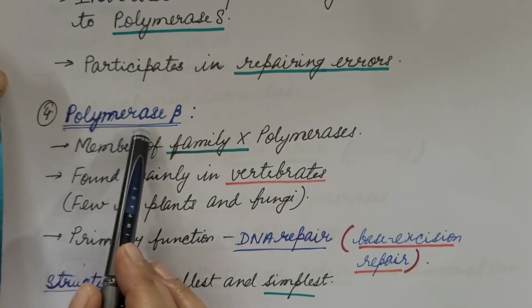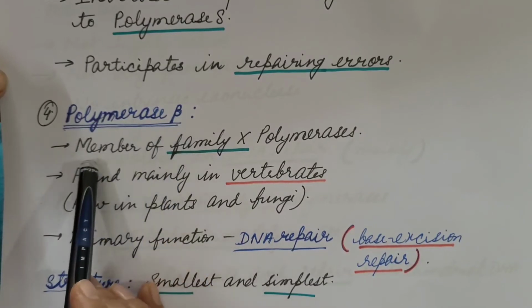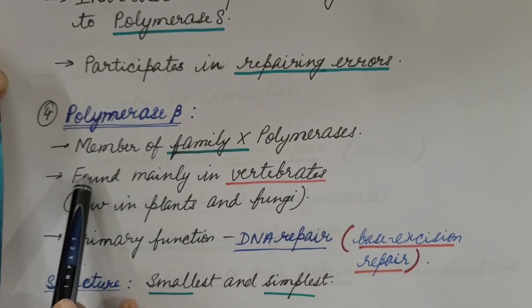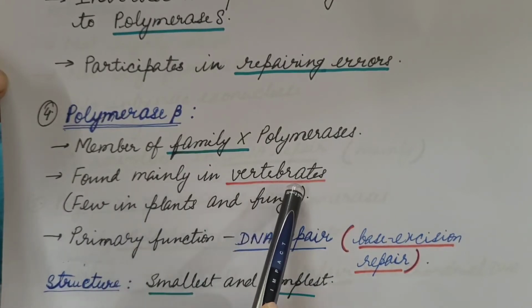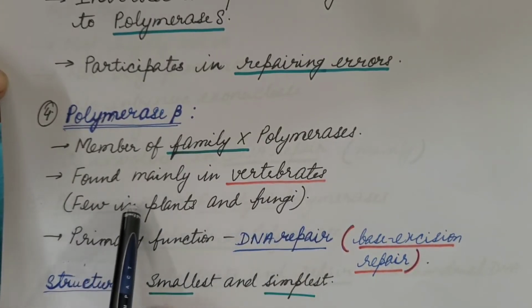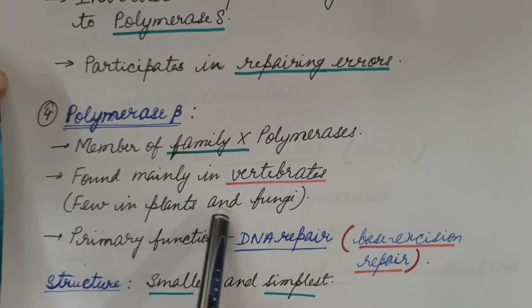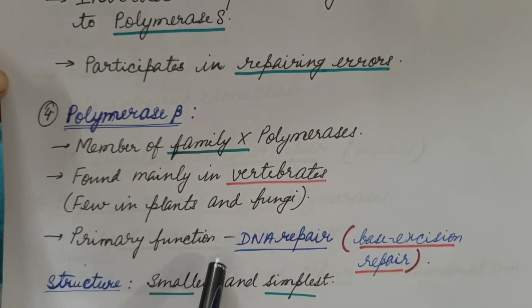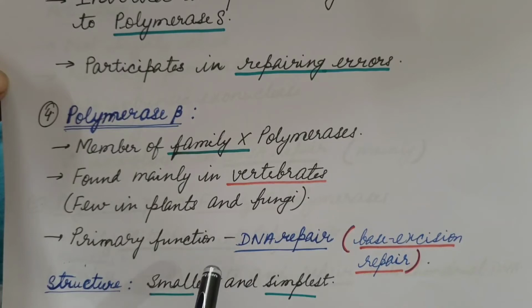Now fourth is the DNA polymerase beta enzyme. It is a member of the family of X polymerases. It is mainly found in vertebrates, but a few are also present in plants and fungi. And the primary function that it performs is DNA repair. It performs base excision repair. This we will discuss in a separate video on DNA repair.